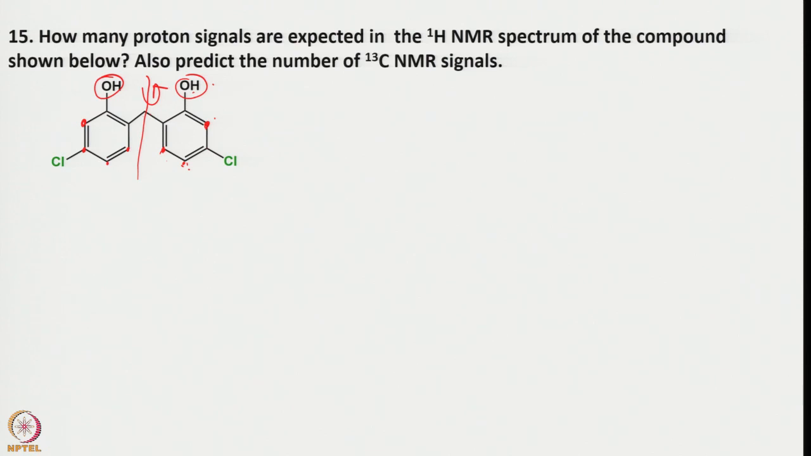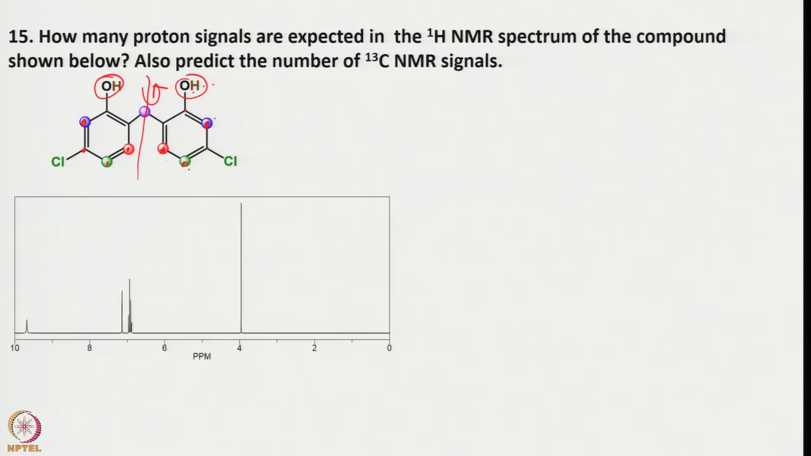And about carbon, if you see, this is 1, this is 2, this is 3, this is 4, you can see here. So 1, 2, 3, 4, and this is 1, so 5 different types of signals are expected for this one in its 1H NMR spectrum. Let's look into it now.